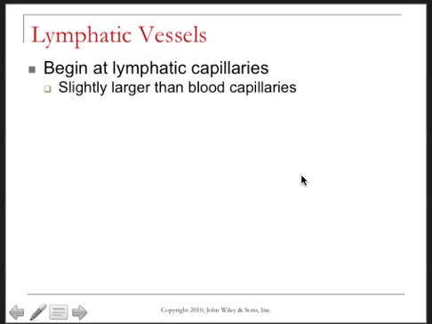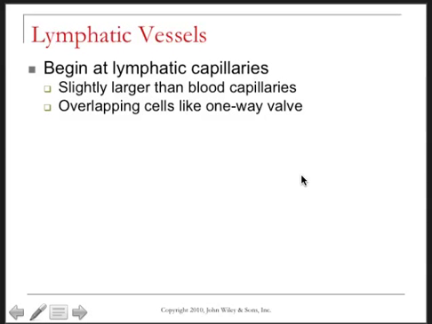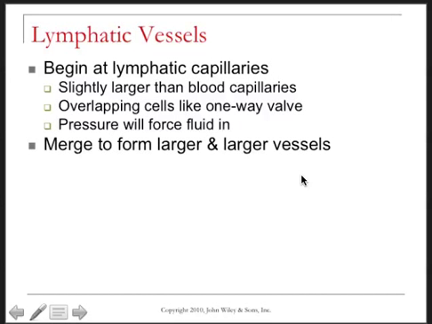Okay, lymphatic vessels begin at lymphatic capillaries. They're slightly larger than blood capillaries, and they have overlapping cells that act sort of like a one-way valve, so that when the pressure is higher outside the lymphatic capillary than it is within, this will force fluid into the lymphatic capillary and eventually, through a series of valves, make it all the way to a lymph node where the tissue fluid will now be examined for the presence or absence of pathogens.